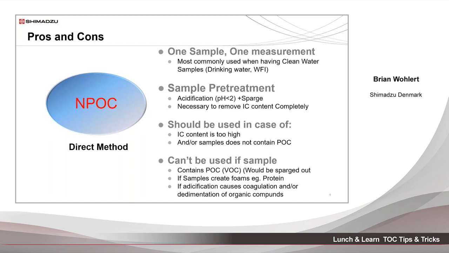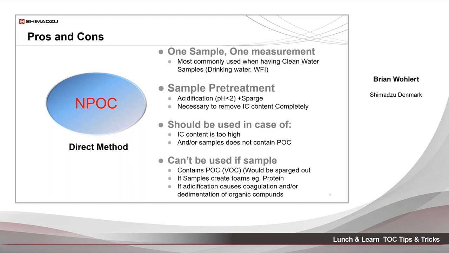So the NPOC, or the analysis for non-volatile organic carbon, only takes one calibration curve and one measurement. So it's fast and easy to do. The instrument will do a sample preparation for you. It will add acids and it will sparge the sample and remove the IC content completely.